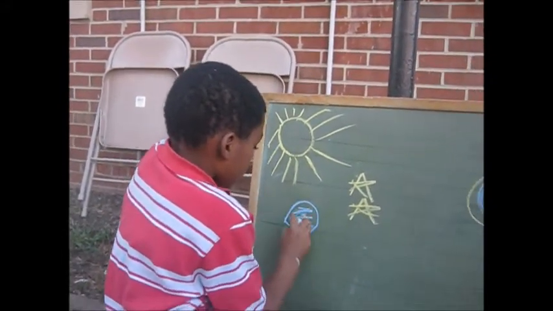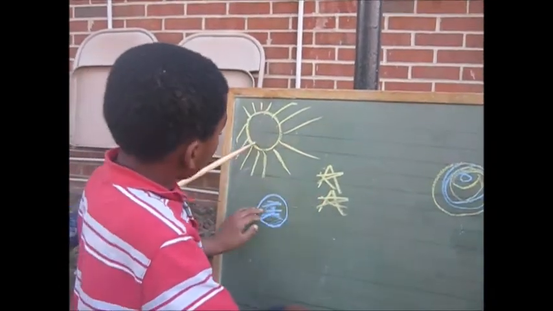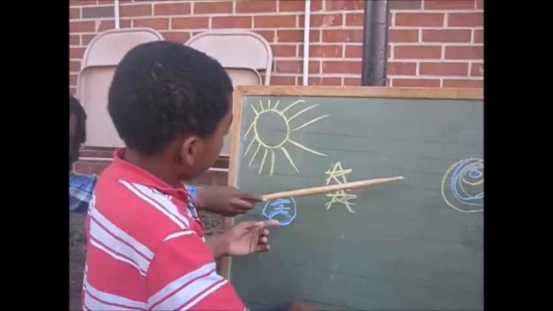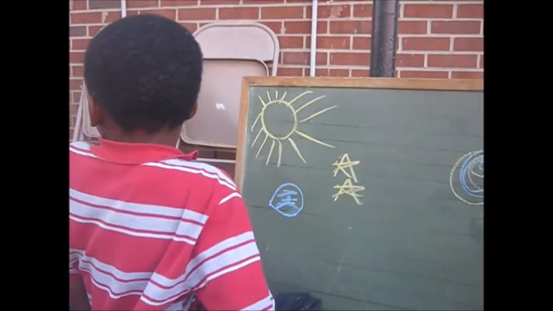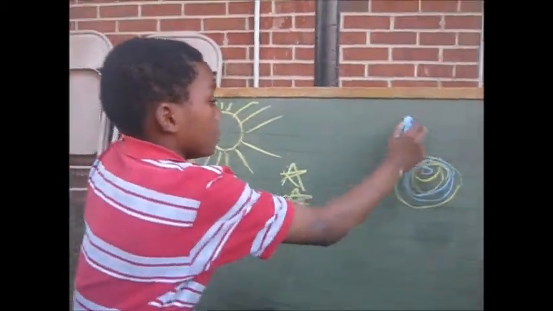So he's going on his presentation now. Go ahead, son. So, this is science. This is stars. This is the Pluto. So, this is the black hole. Spell black hole. Black hole.